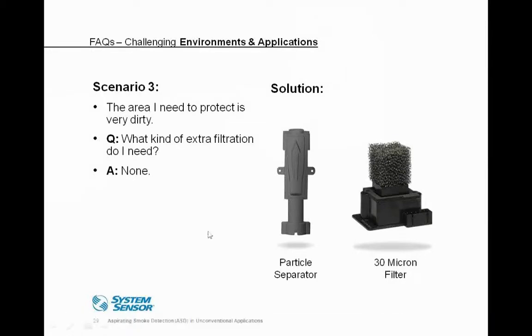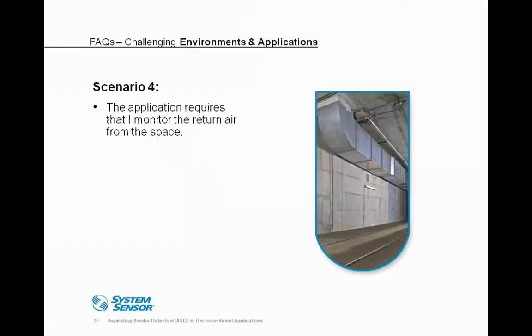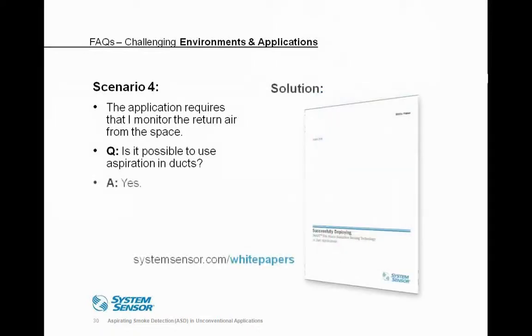So no additional filters needed. The next scenario: I need to monitor, we get this a lot, the return air grill or supply air grill to an environment. FAAST is listed for duct detector use. As Krista mentioned, the detector could be situated in one area while the sampling tube goes up and into the ductwork, sampling the air in the ductwork.